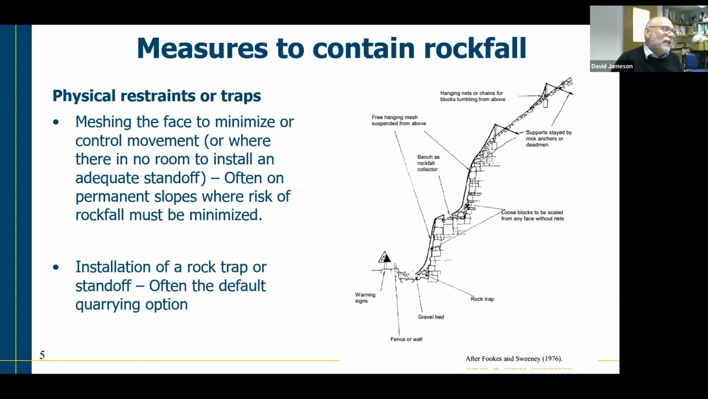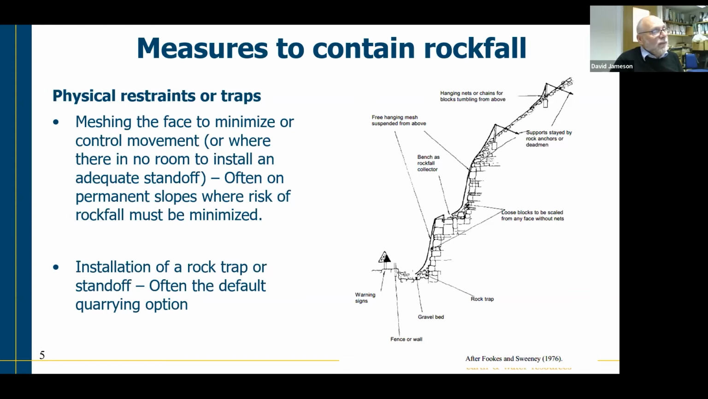So when you've excavated a face, you might want to control movement by installing, for example, drape netting, and that has the effect of reducing the amount of movement of blocks, but it doesn't constrain it. Blocks are allowed to fall behind the netting and into a rock trap at the bottom. If you're trying to actually constrain the block movement and reinforce the slope, you might have to install a number of dowels into the netting.